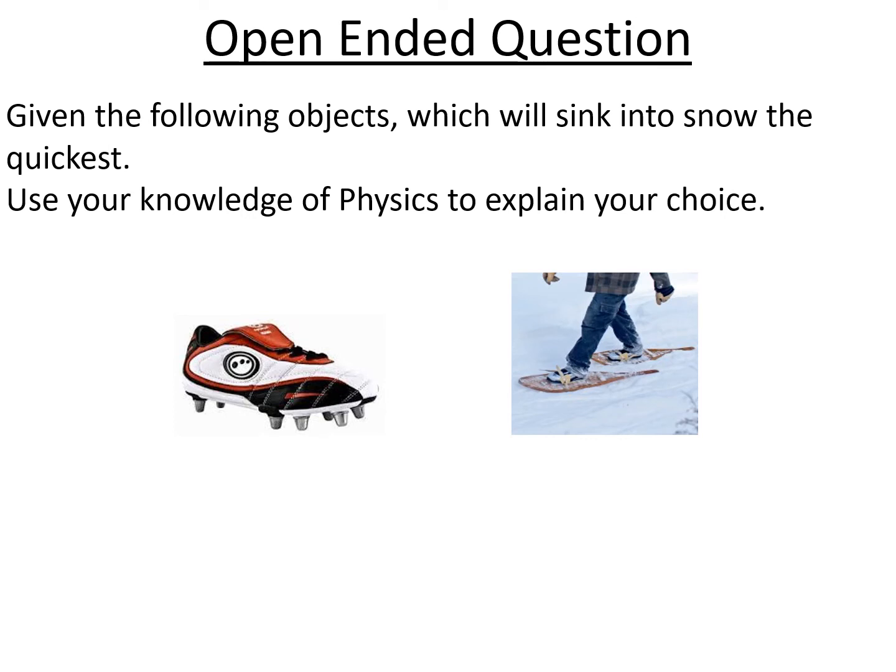Now, a final question, and this is an open-ended question, we haven't done much of these. Given the following objects, which will sink into the snow quickest? Use your knowledge of physics to explain your choice. So we've got football boots with some studs in them, and we've got something which looks like a tennis racket, but it's actually a snowshoe. So pause the video, think about which one would sink the quickest, and see if you can explain why. I'll give you the answer in the next slide.